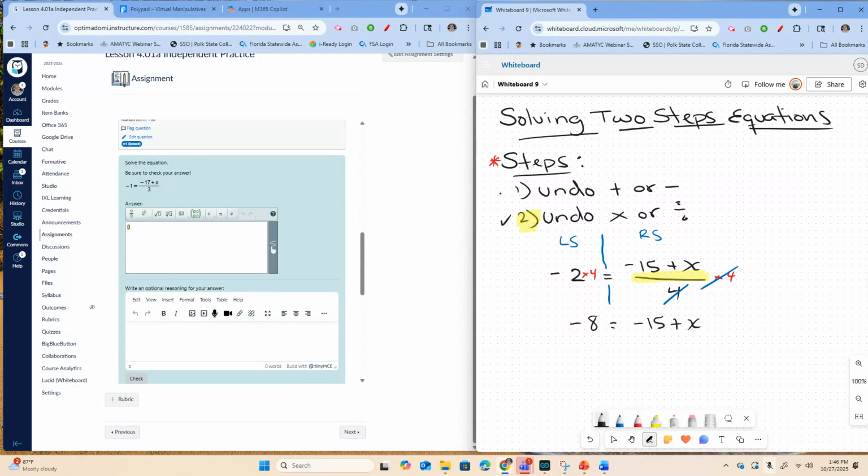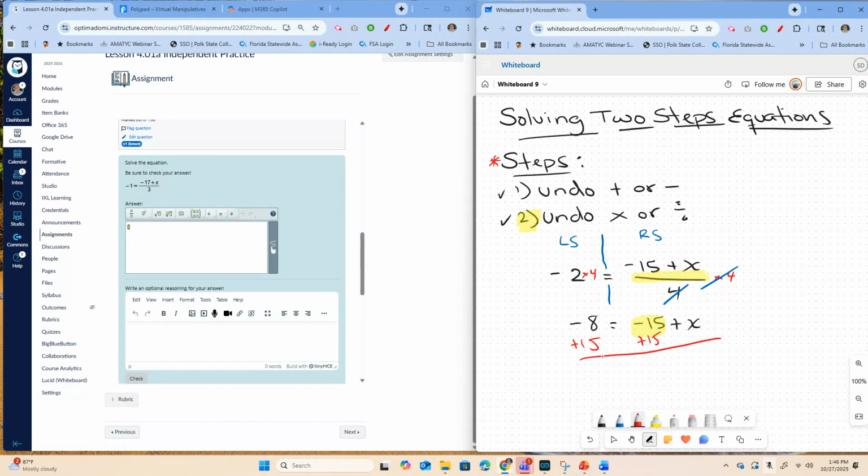And look, we started with the bottom step. Now we're going to step 1, undo any addition or subtraction. You can see that I'm subtracting 15. What's the opposite of subtracting 15? Oh, I'm going to add 15. I should not write it there. I should write it right over here. Plus 15. Let me put it right underneath. Plus 15. Whatever you do on one side, you do on the other side.